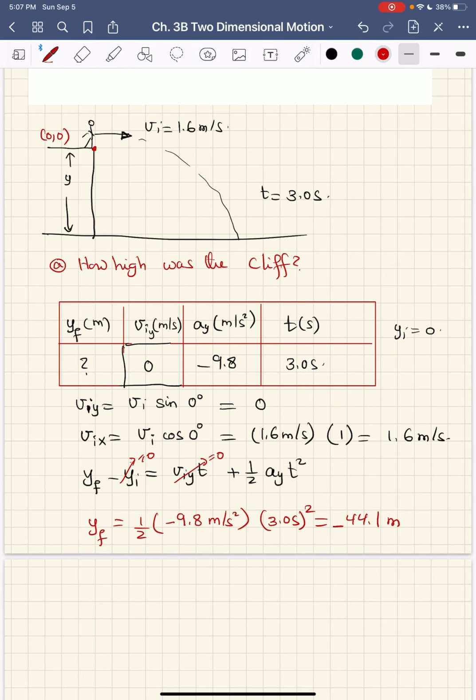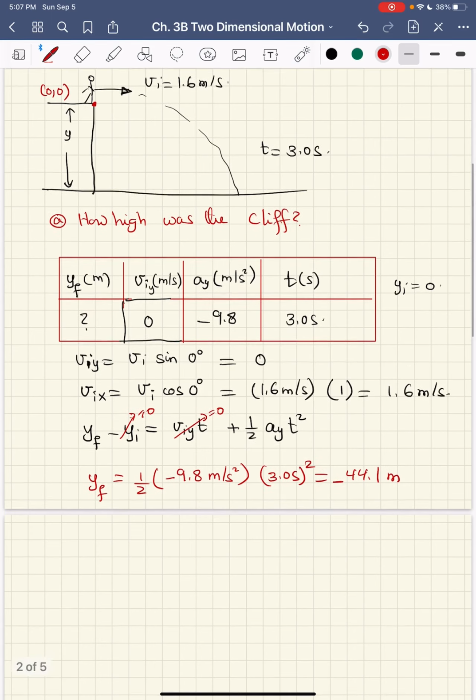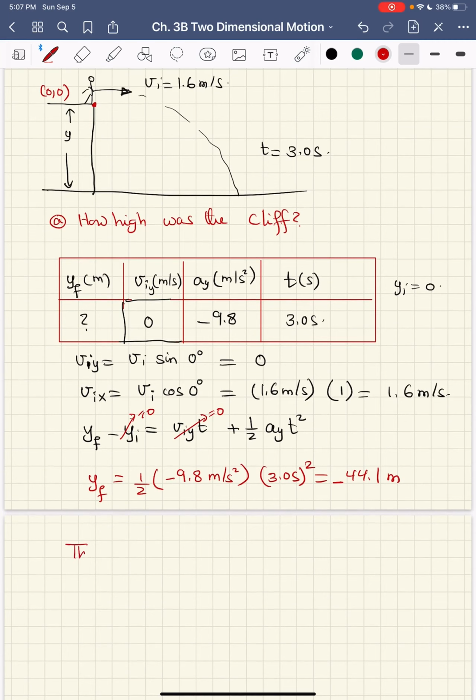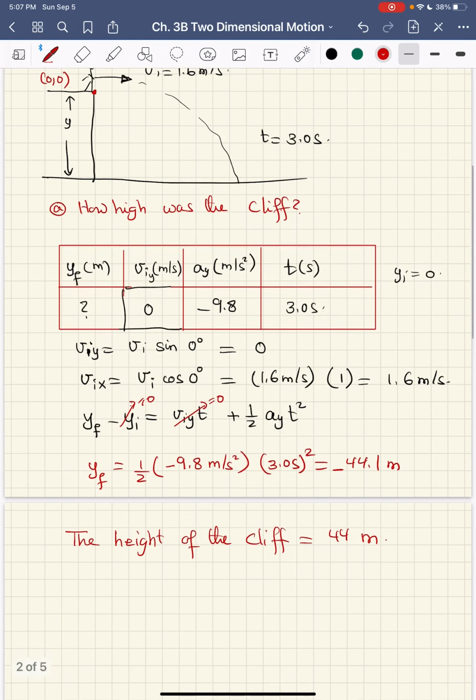This is the displacement of the diver, and if you wish to find the height of the cliff, then it is going to be 44 meters. You cannot use the equation without the negative, because what you are measuring first is the displacement of the diver, and the displacement of the diver is negative, and we will use that to measure the height of the cliff, which is going to be 44.